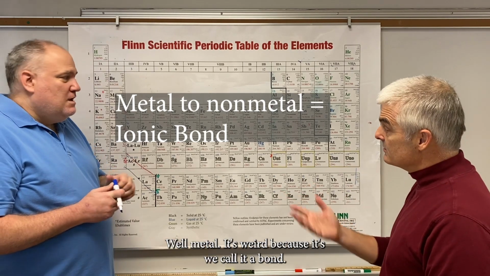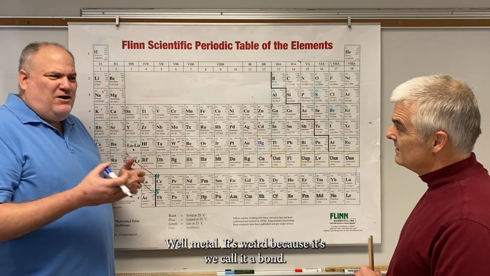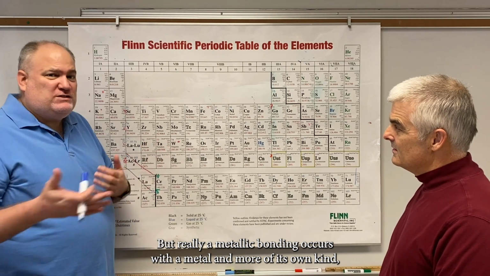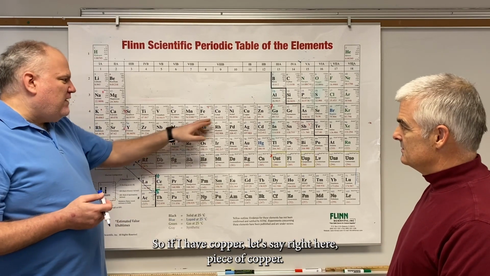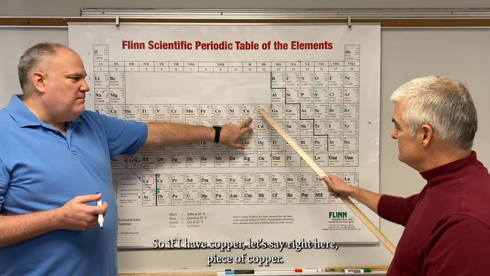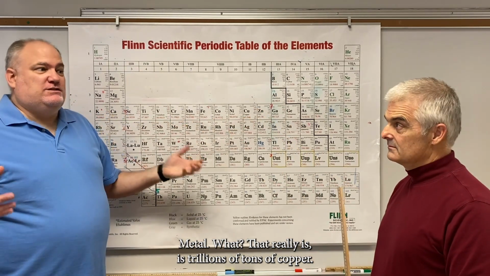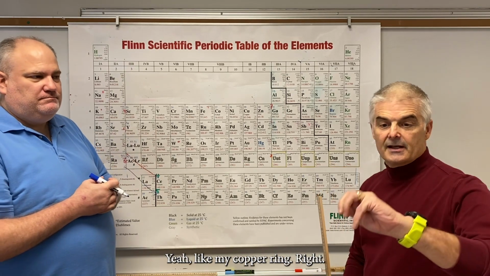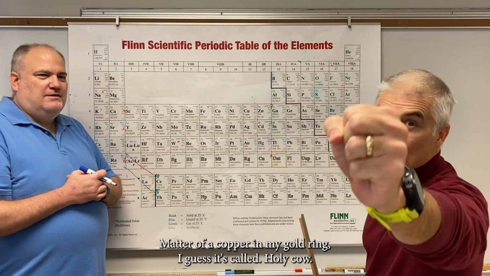And metallic bonds? Well, metallic's weird because we call it a bond, but really metallic bonding occurs with a metal and more of its own kind. Like copper with copper. If I have a piece of copper metal, what that really is, is trillions and trillions of copper atoms, but they hold on to each other in a unique way that we're going to talk about in a bit. Like my copper ring, right? My gold ring. I guess this is gold.